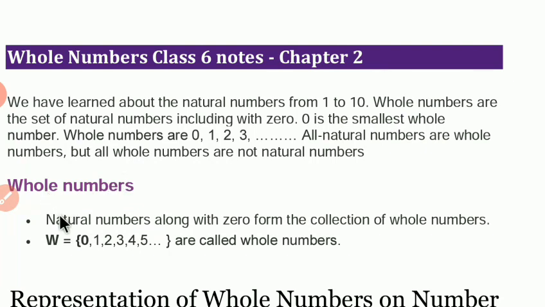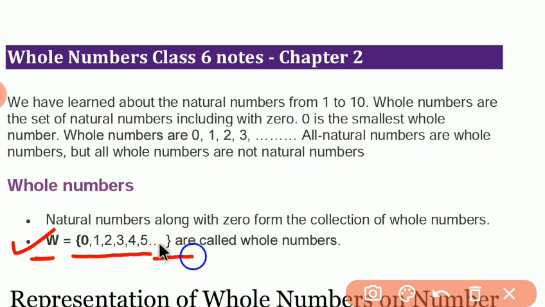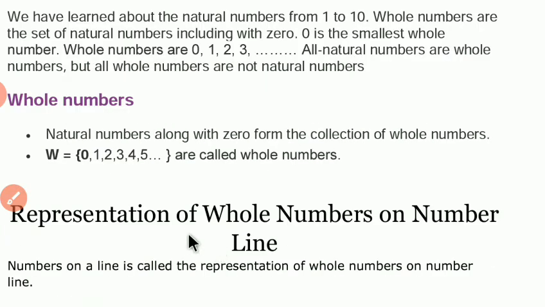So natural numbers along with 0 form the collection of whole numbers, or we can write it in the form of a set, and we denote whole numbers by W. So W is equal to 0, 1, 2, 3, 4, 5 and it goes on. These are called whole numbers. Now the next topic: representation of whole numbers on a number line.